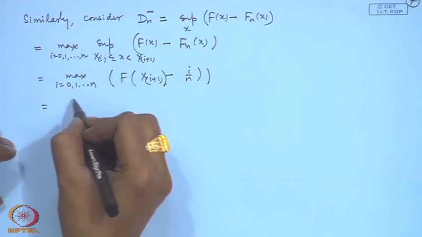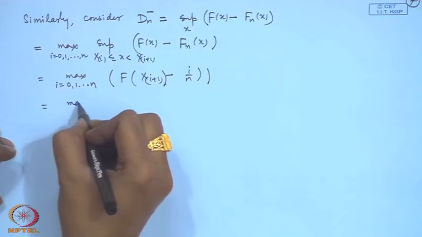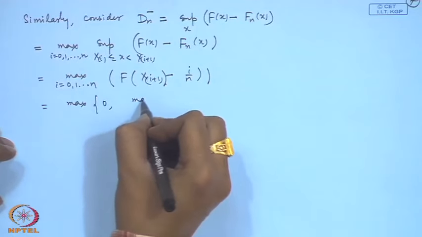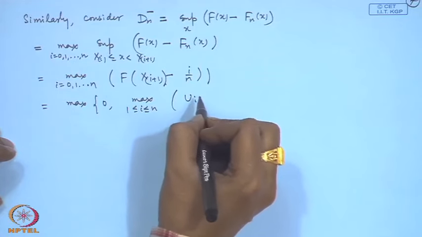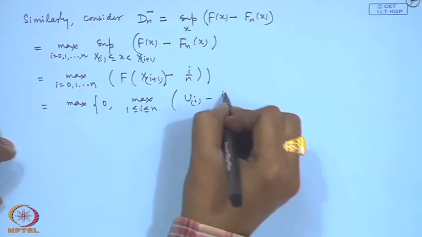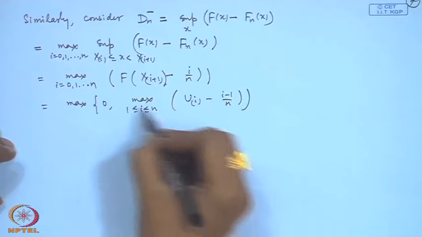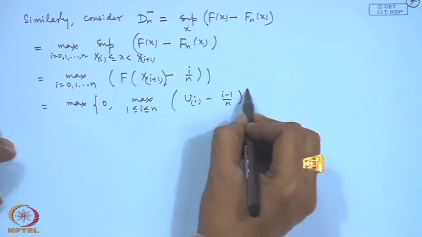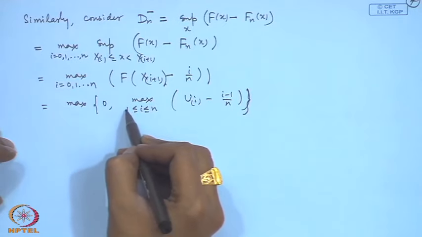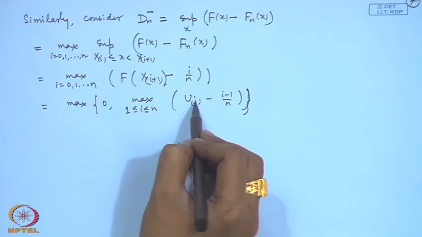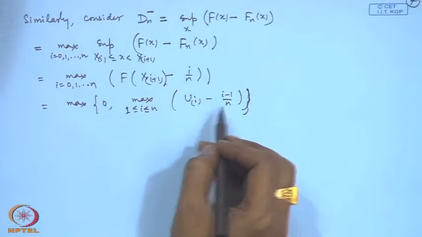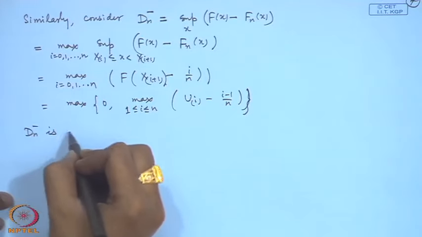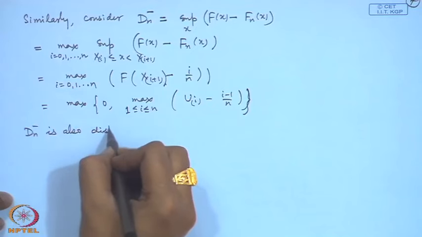That is equal to maximum of 0, maximum over 1 less than or equal to i less than or equal to n of u_i minus (i minus 1) by n. So, I have shifted by 1 here, because I am taking from 1 to n. So, in place of i plus 1, I can write i here, then this becomes i minus 1 here. So, once again, as in D_n plus, here also you see, D_n minus is also distribution free.